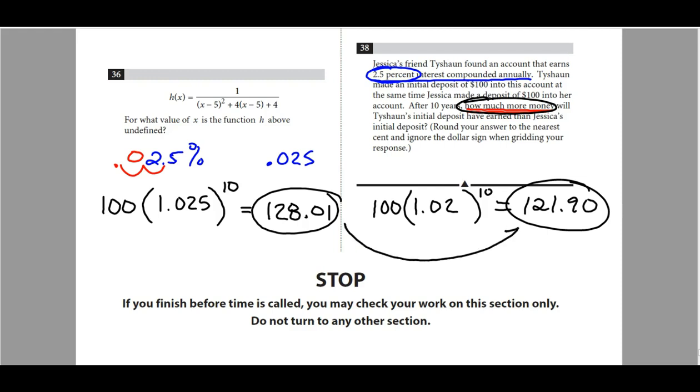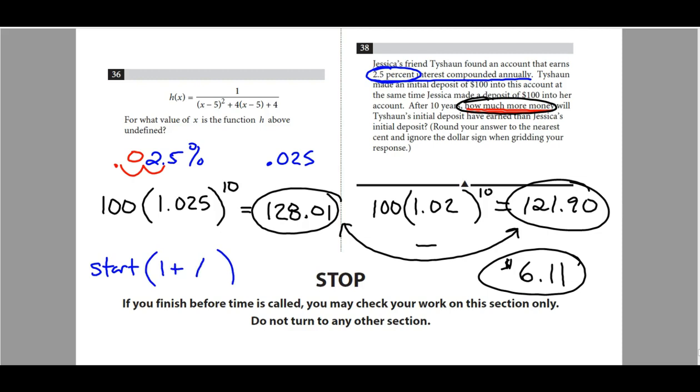So the final question says, how much more will he have? So you need to take these two numbers and subtract them. 128.01 minus 121.90. And I think he would have $6.11 more. So that's basically just being familiar with the compound interest equation. So again, it's always your starting amount, called your principal, times 1 plus the percentage rate as a decimal, and then your time is your exponent. That's the general formula for these ones.